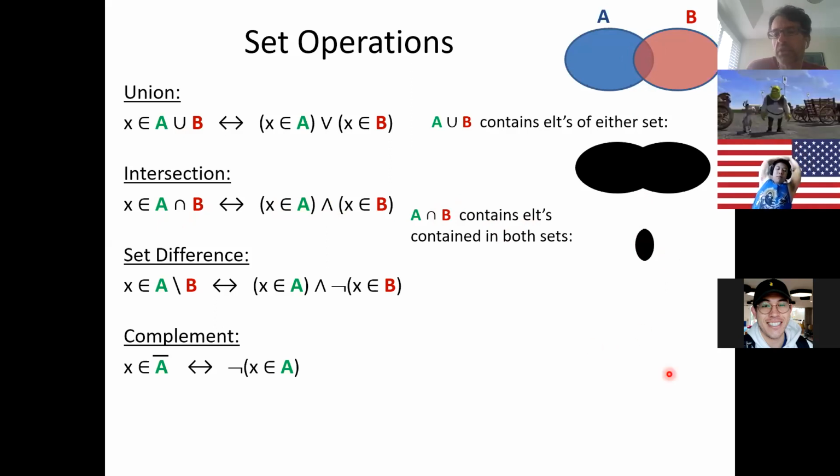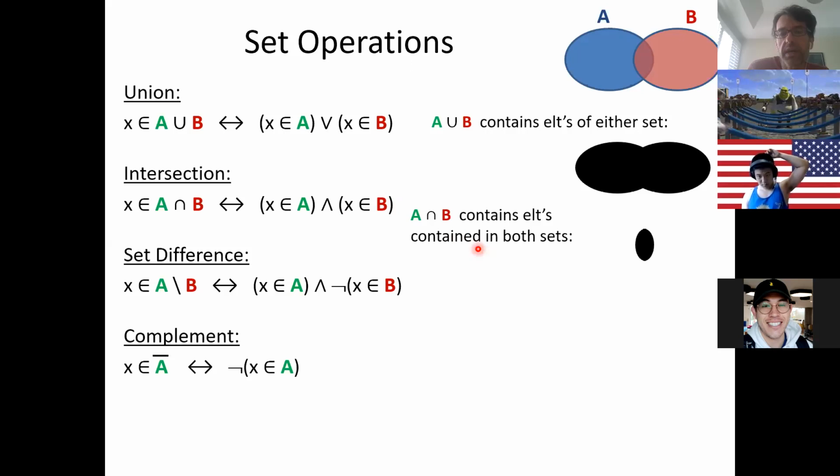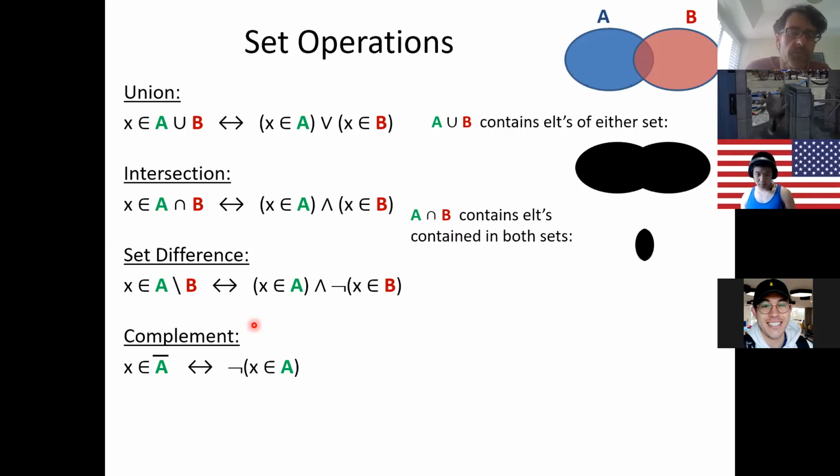So somebody asked on the chat, what about proper subsets? Well, that's not a set operation. That's a relation between two sets. We say A is a proper subset of B if it is the case that A is a subset of B and A is also not equal to B. So it's a non-trivial subset. Okay. All right.